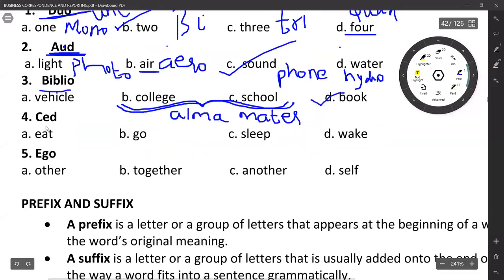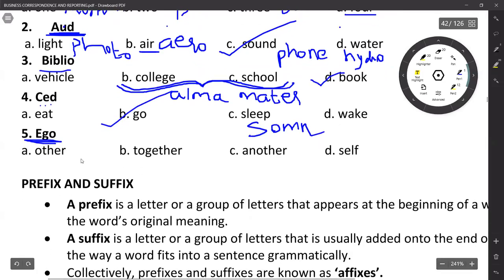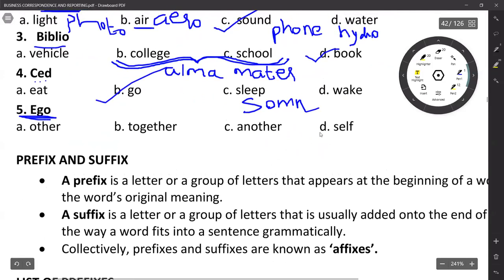Okay. Cede, seed. Precede, proceed, antecede. Seed means what? Go. Correct. And we did the root word for sleep today. Remember, psalm. Okay, ego. Who's an egoist, guys? Who thinks only about himself or herself? Yesterday we did the root word for other, if you remember, alter, alien. Correct? Okay. Good, guys.